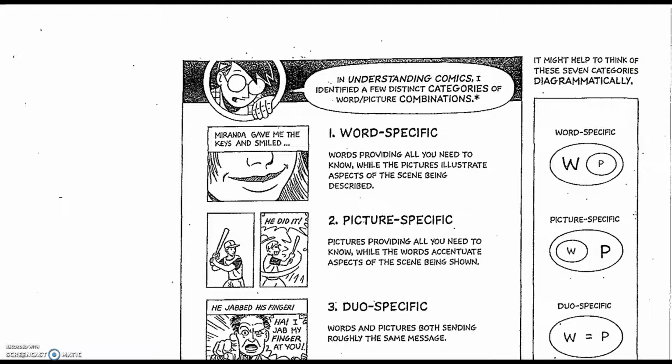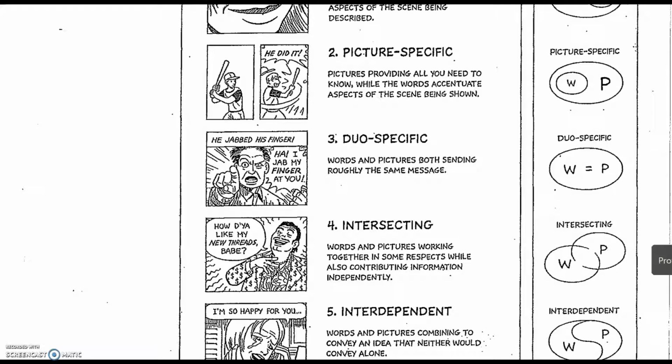You can then, number two, also get the majority of the information from the picture. If you were just reading the words, it says he did it. Well, who's he, did what? But by seeing the pictures, I know that someone's up to bat and he made contact with the ball. You've got something called duo specific, meaning you get the same information from both.